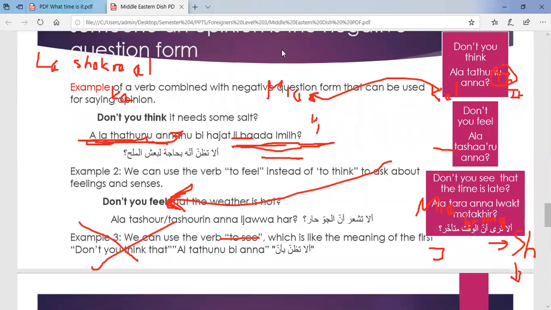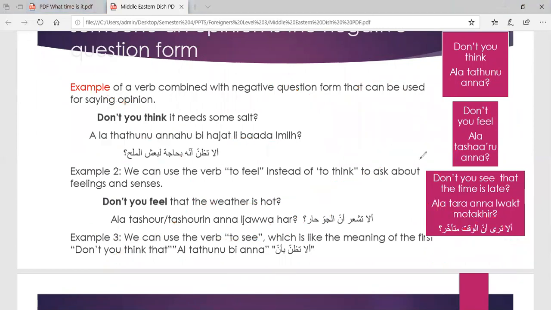Don't you see? Okay. What does don't you see mean? Like, for example, like what we see. Don't you see that the time is late? What does don't you see mean? This is one of the negative question forms. So don't you see is like in Arabic it's ala tara. Ala tara. Why do we use ala tara? Because first we have like which is like a yes or no question, last one like a negative, and tara is like sight, right?